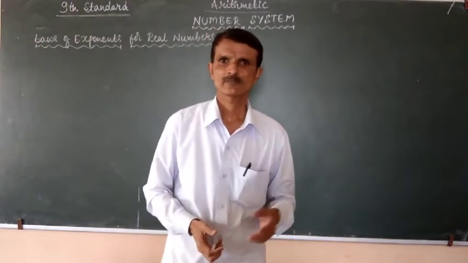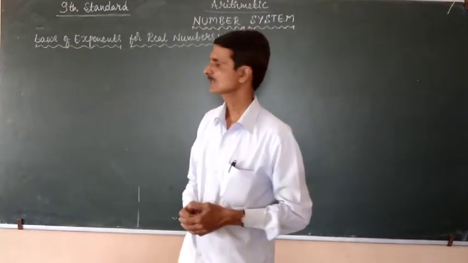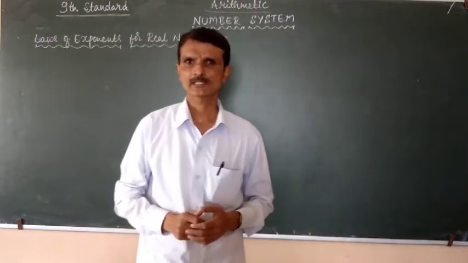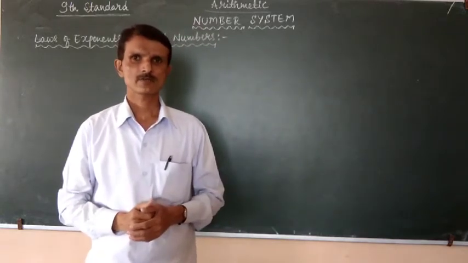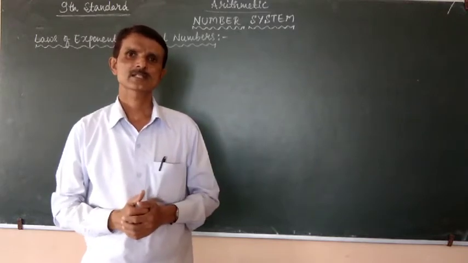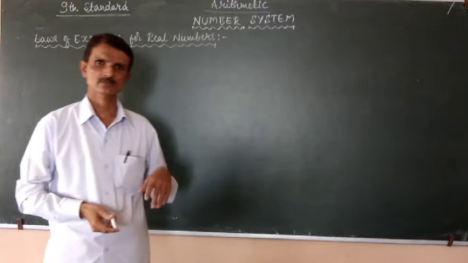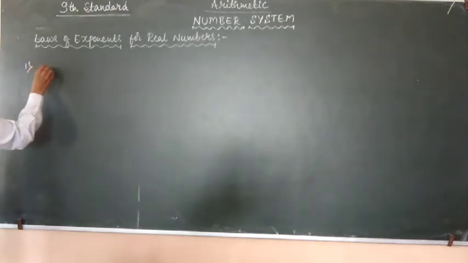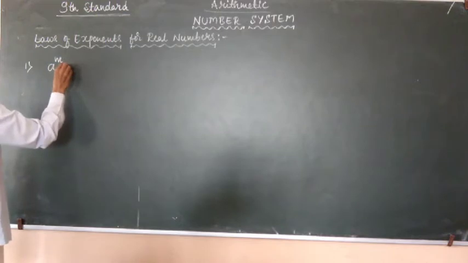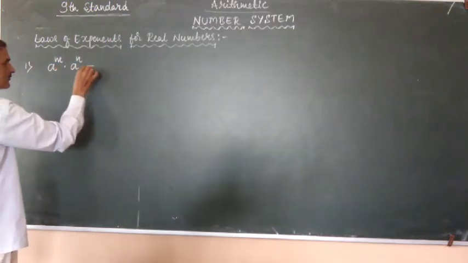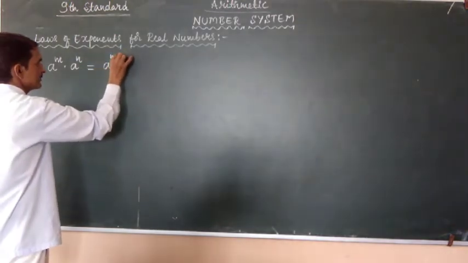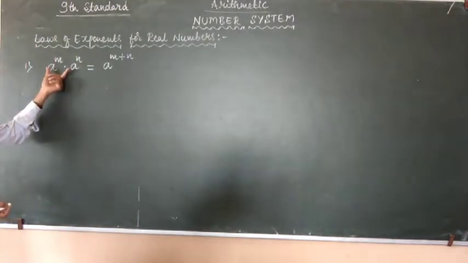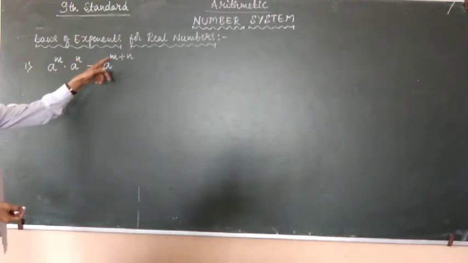Now students, we will see the next part of this chapter, number system: laws of exponents for real numbers. You have already studied the laws of indices or laws of exponents in the previous classes, so you will recall them. The first law is a to the power of m into a to the power of n equals a to the power of m plus n.